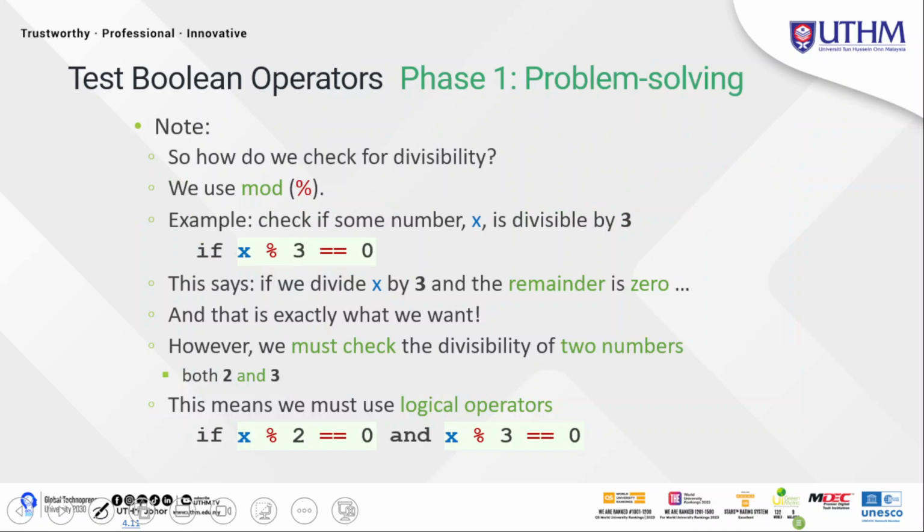Okay, so problem solving. We're going to check modulus. For example, if x divisible by 3 equals 0, this says that when we divide by 3, the remainder is 0, and this is exactly what we want. We must check the divisibility of two numbers, both 2 and 3. Divisible means the remainder is 0. The logical operator and should be used over here.